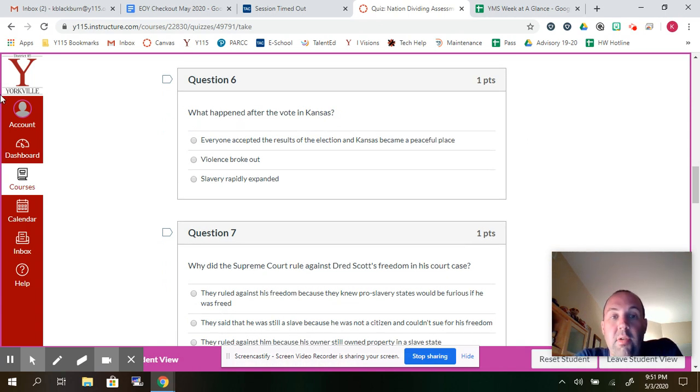Question 6. What happened after the vote in Kansas? Everyone accepted the results of the election and Kansas became a peaceful place. Violence broke out. Slavery rapidly expanded.